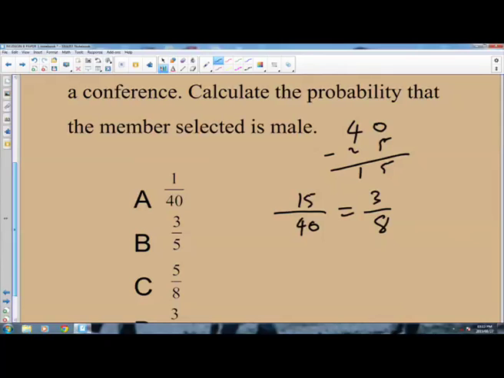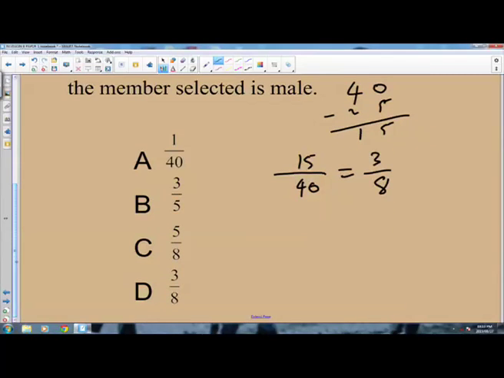We check from the solutions here. Do we have an alternative 3 over 8? The first one is 1 over 40, it's not correct. B, 3 over 5 is not correct. And then we have 5 over 8, which is not correct. We got 3 over 8, and that is represented at alternative D. So you circle D to indicate that you have answered this question.